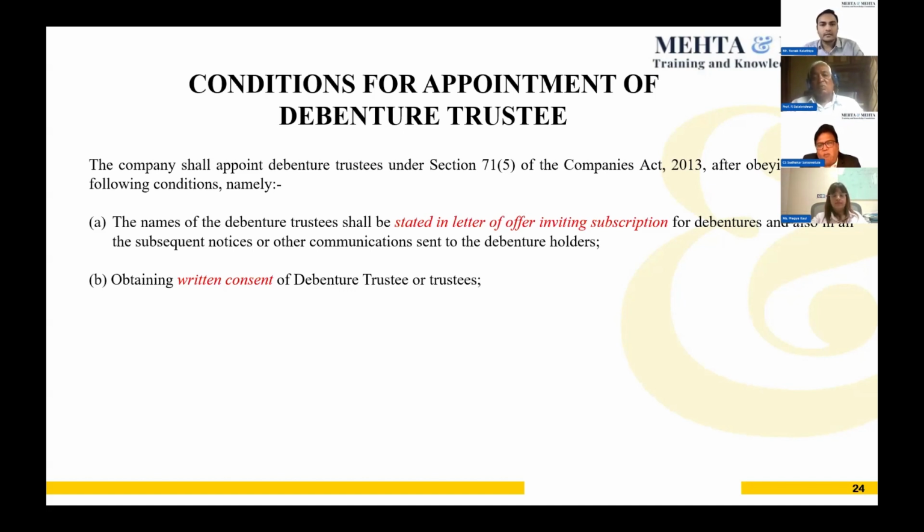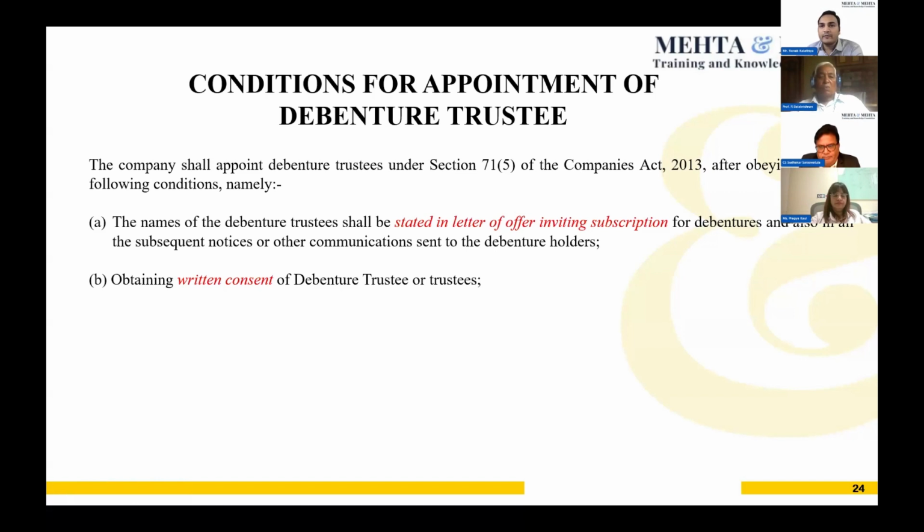Yes, Ronak. Yes, sir. So the second step is identifying the debenture trustee. The company shall appoint a debenture trustee after obeying the following conditions. Firstly, the name of the trustee shall be stated in the letter of offer inviting the subscription of the debentures, and also in all the subsequent notices or any other such communications being sent to debenture holders.